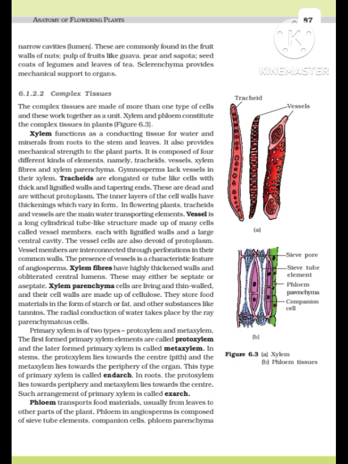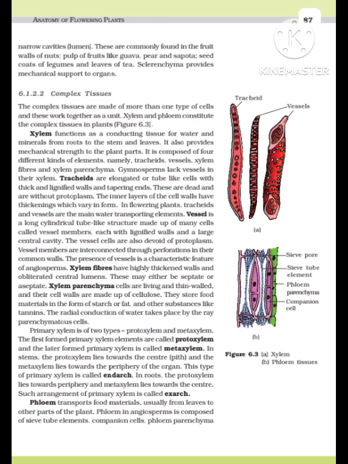Gymnosperms lack vessels in their xylem. Tracheids are elongated or tube-like cells with thick and lignified walls and tapering ends. These are dead and are without protoplasm. The inner layers of the cell walls have thickenings which vary in form. In flowering plants, tracheids and vessels are the main water-transporting elements.